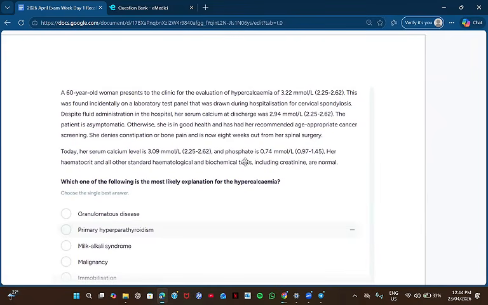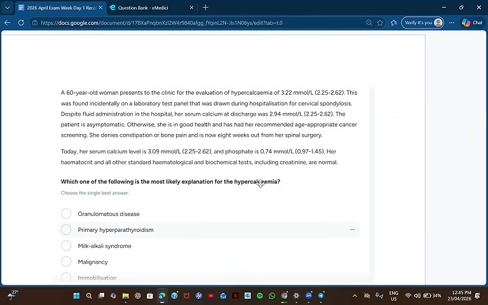This is actually related to hypercalcemia. A 60-year-old woman presented to the clinic for the evaluation of hypercalcemia of 3.22 millimoles per liter. This was found incidentally on a laboratory test panel that was drawn during the hospitalization for cervical spondylosis. Despite fluid administration in the hospital, her serum calcium at discharge was 2.94.